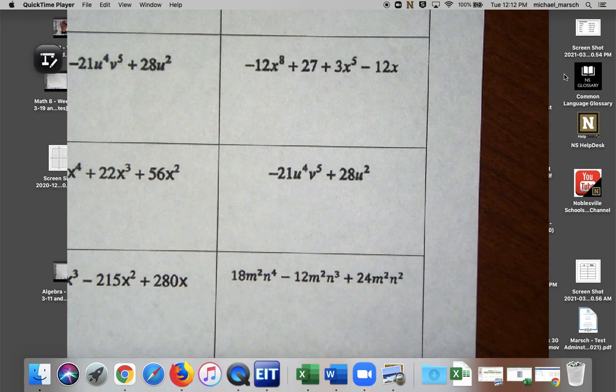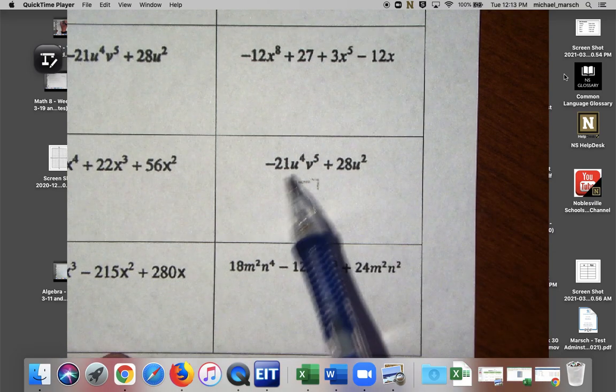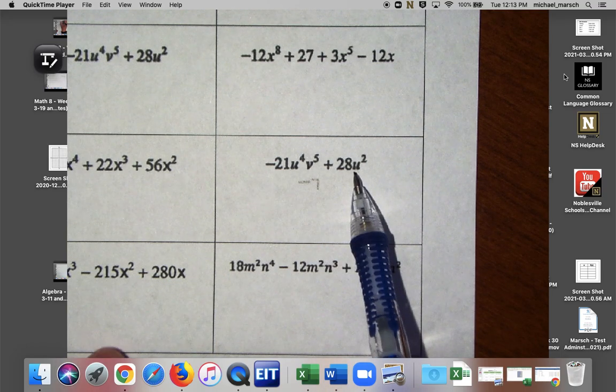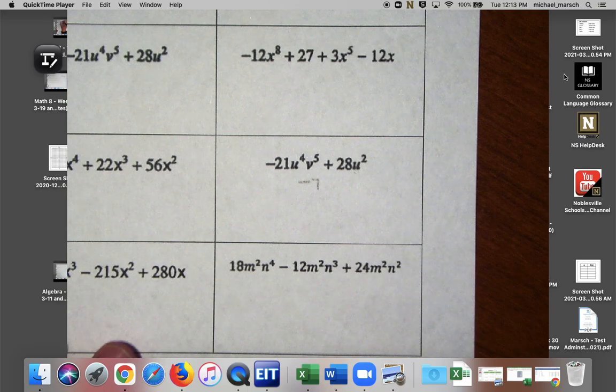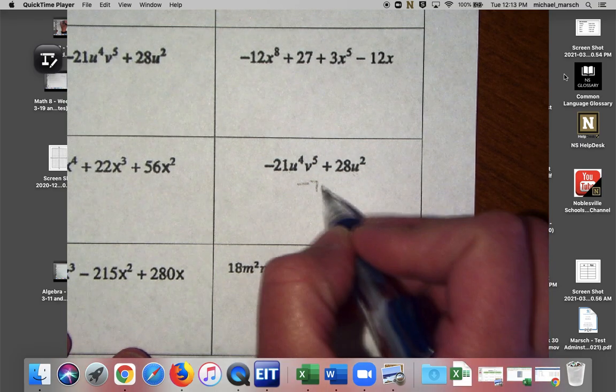Okay, so first of all, what's my greatest common factor of my coefficients? 7. We're going to use -7. We're going to take the negative and make it part of our factor, so we're going to have to adapt. But yes, 7 is the number, so we're going to use -7. And then, how about my u situation? What would be my greatest common factor of the u's? u squared.